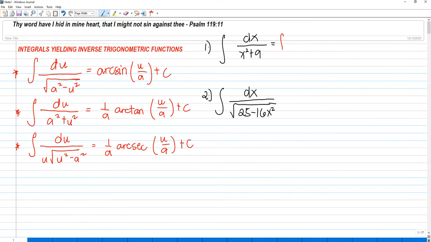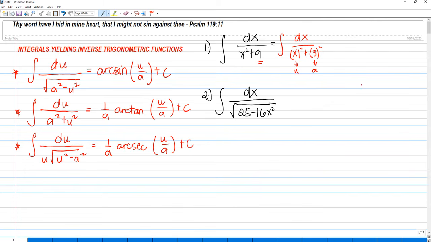We can rewrite the integral as the integral of dx all over x squared plus 3 squared. So this will be our u, and this will be our a. The value of our u here is x. The value of our a here is 3, not the 9, because according to our formula, this 9 is in terms of a squared.